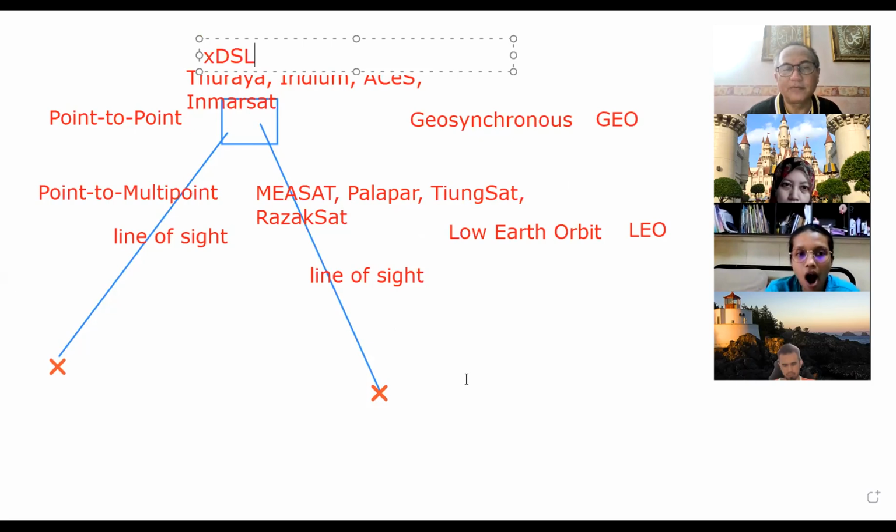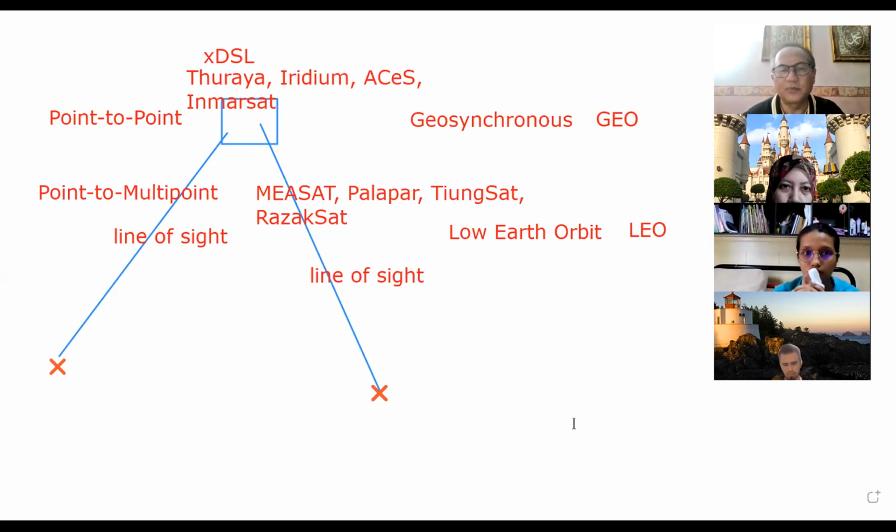Previously, for example, Thuraya had their digital subscriber line, xDSL. No, because they do it point to point.